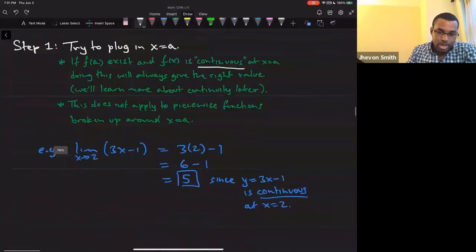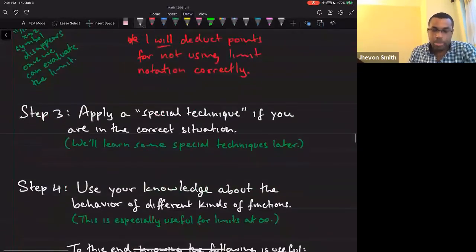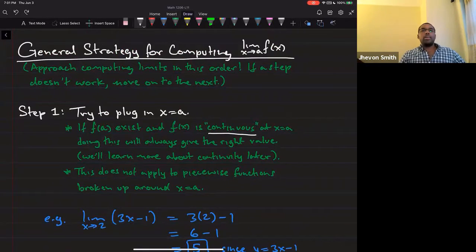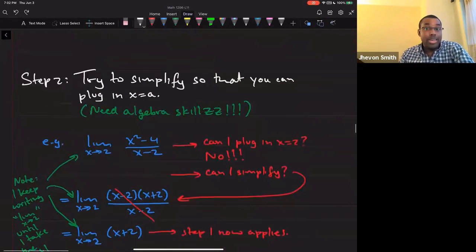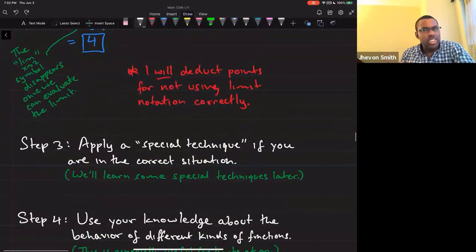Knowing these 5 steps and applying them, you can conquer any limit. Now, of course, there's a bunch of stuff in step 3 that I haven't really spoken about yet, but we will. But generally, this is the strategy for approaching any limit and computing any limit. First, try to plug in the value. If it works, great. If it doesn't, move to step 2. Can I simplify so I can plug in the value? If that works, awesome. If it doesn't, move to step 3. Does this look like something I can use a special technique on? Okay, when Jhevon teaches me these special techniques, I'm going to use it.